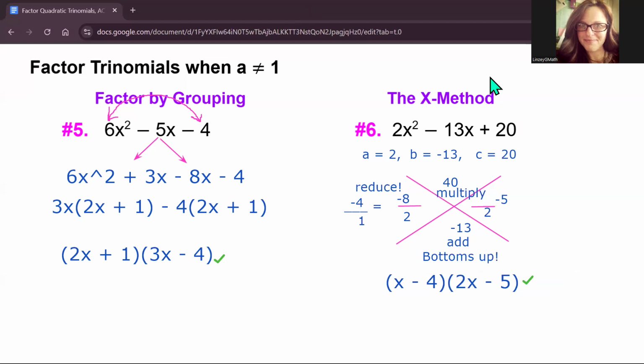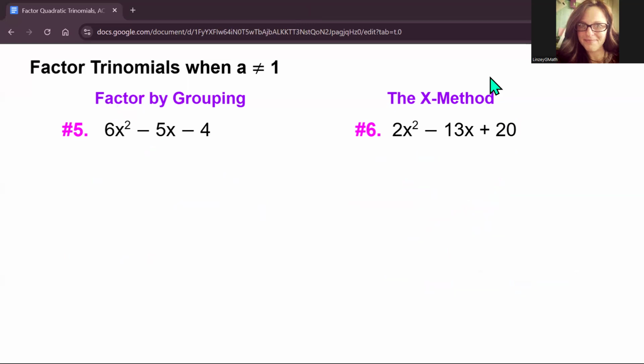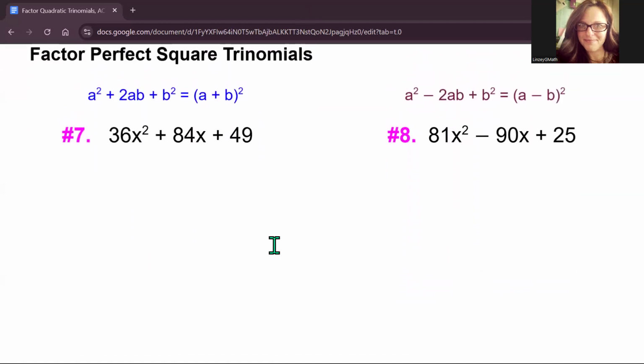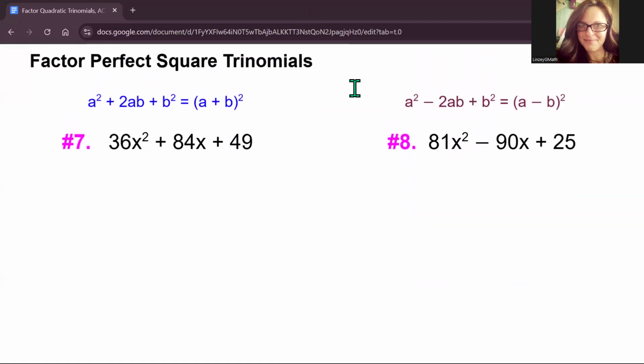And the last two, we'll take a look at factoring perfect square trinomials. And here we have our patterns at the top. And to factor, we'll take the square root of the first term, a squared, and the square root of the last term, b squared. Square root of 36 is 6. Square root of x squared is x. And then plus in the middle, since we have a squared plus 2ab, square root of 49 is 7. And all squared.